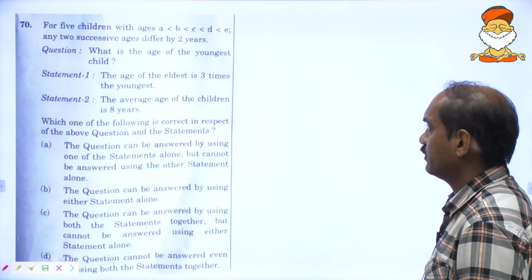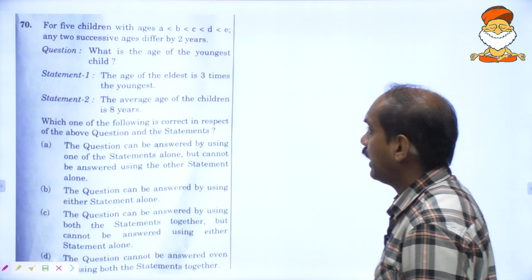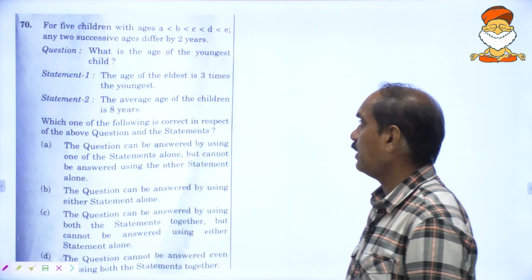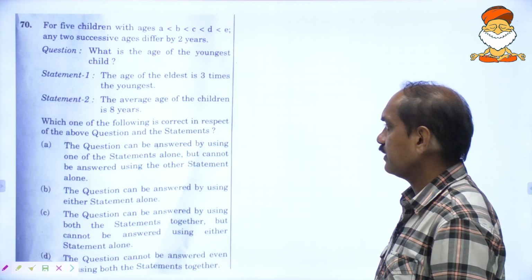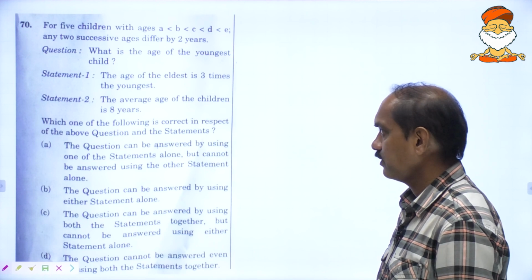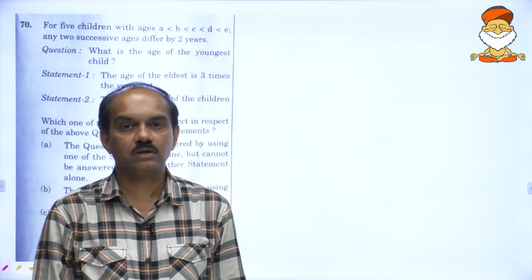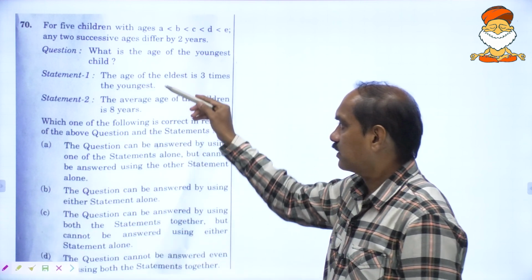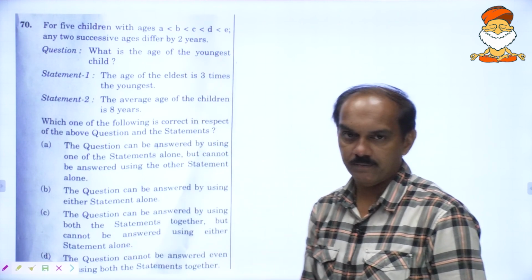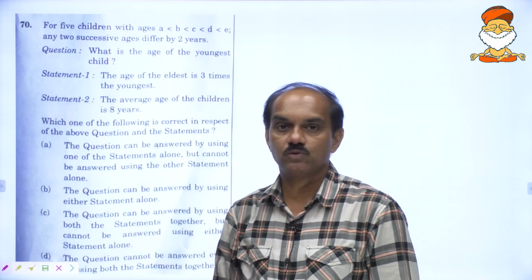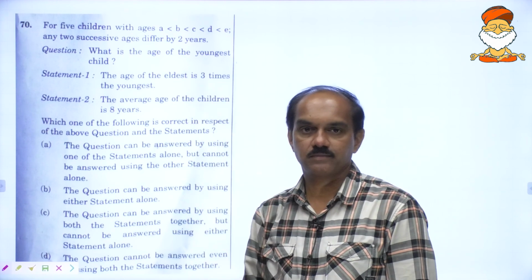For 5 children with ages A less than B less than C less than D less than E, any 2 successive ages differ by 2 years. What is the age of the youngest child? This is the question. So before reading the statements, what you can do here is, without these 2, just try to solve this problem. Then you will come to know whether we want this information or not.